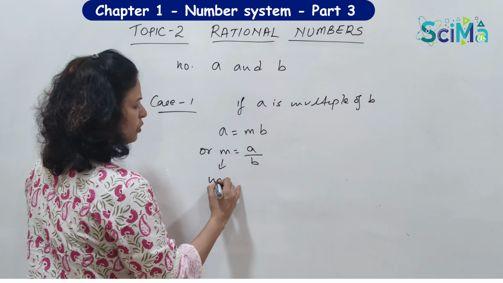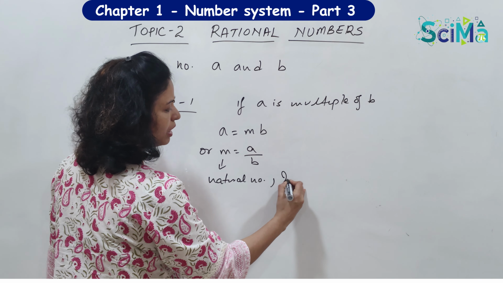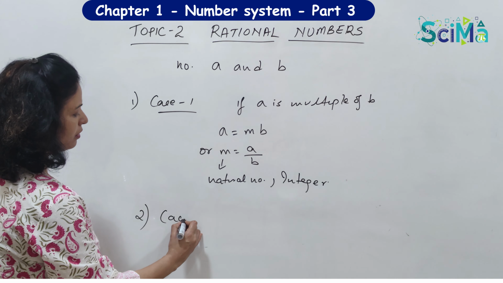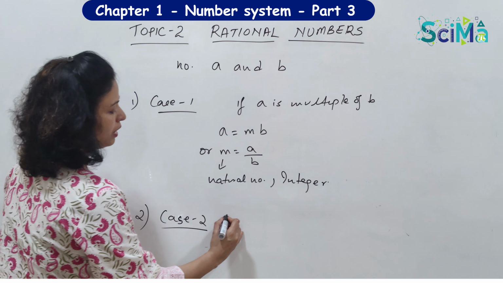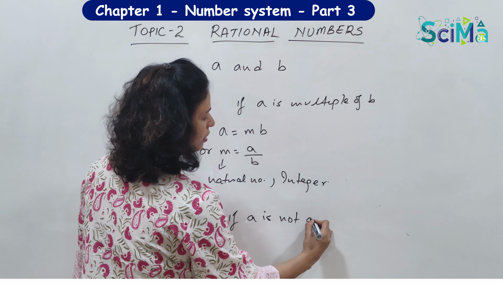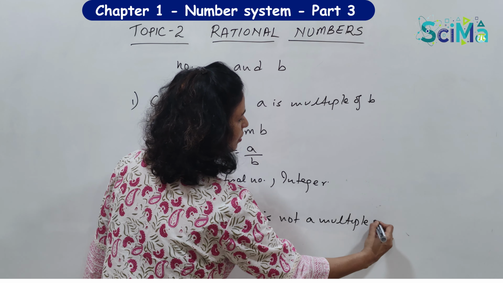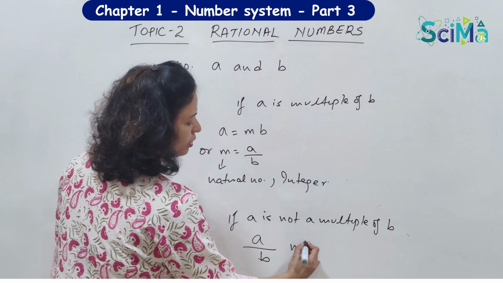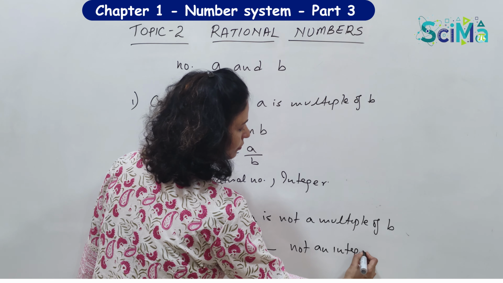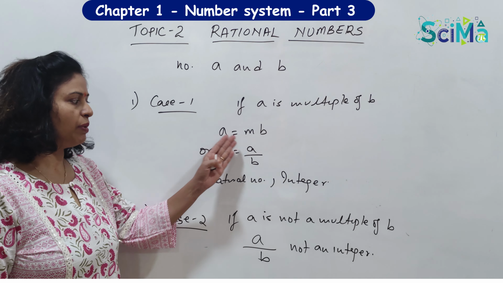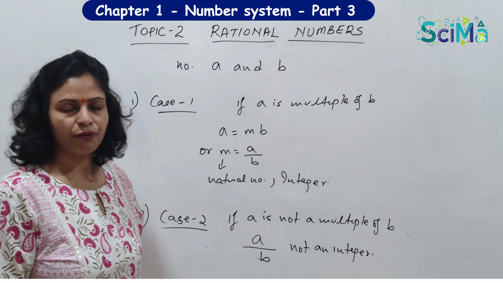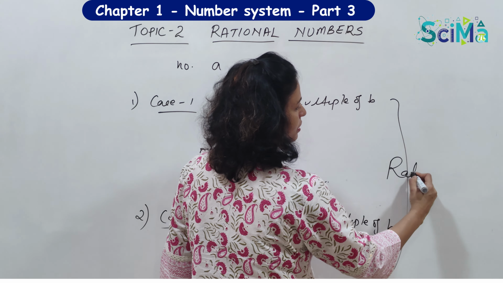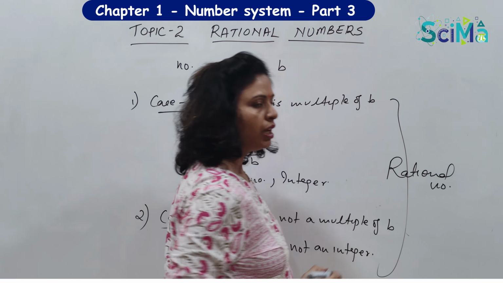Now m is a natural number. It can be a natural number, it can be an integer also. Okay, this is the first case. Second case, if a is not a multiple of b, so if I divide a by b, I don't get an integer. So there are two cases where a can be a multiple of b and a is not a multiple of b. In both the cases, we get a different set of numbers which we call rational numbers.